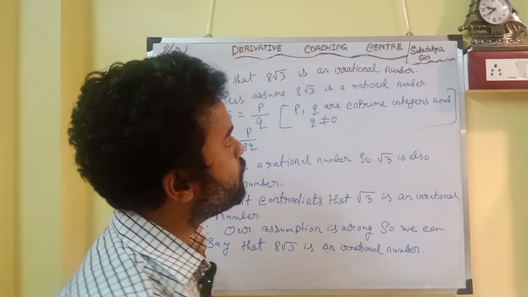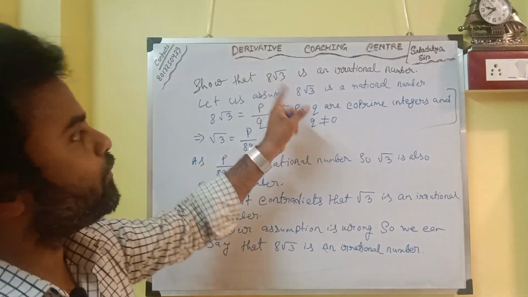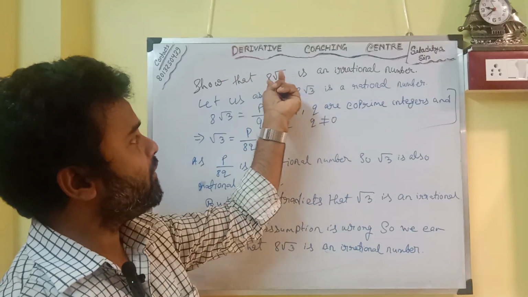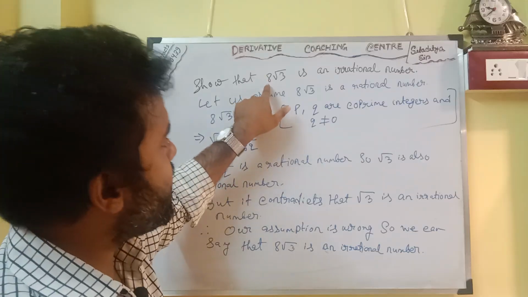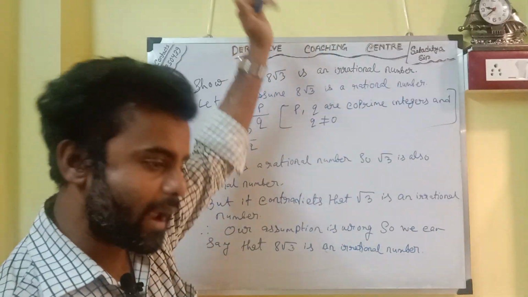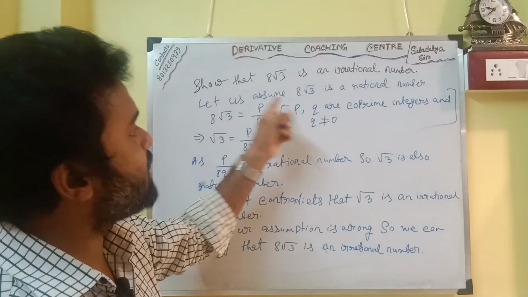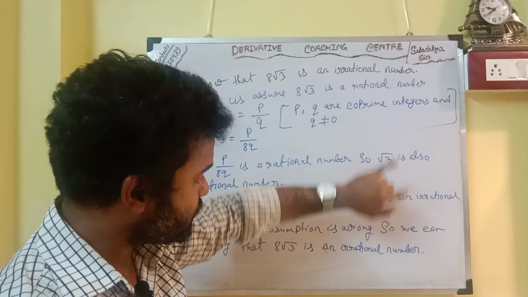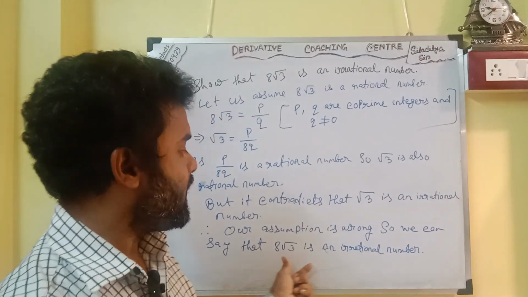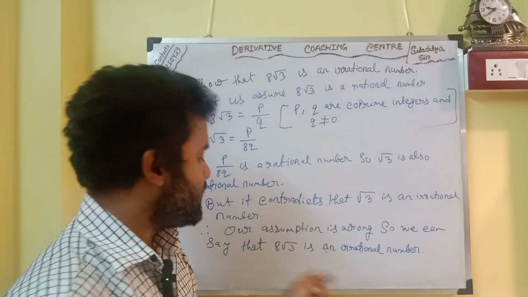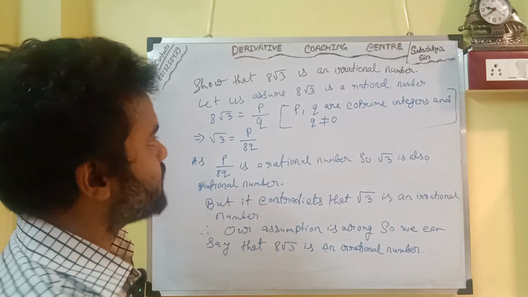Okay, so you have to solve these problems in this method. Suppose you have to prove any irrational number, not only 8 root 3, any kind, like a root b is an irrational number. You have to assume that 8 root 3 is a rational number, and thus you get a contradiction, and you can say at the last line that our assumption is wrong, so 8 root 3 is an irrational number. So we have to solve this kind of problem.